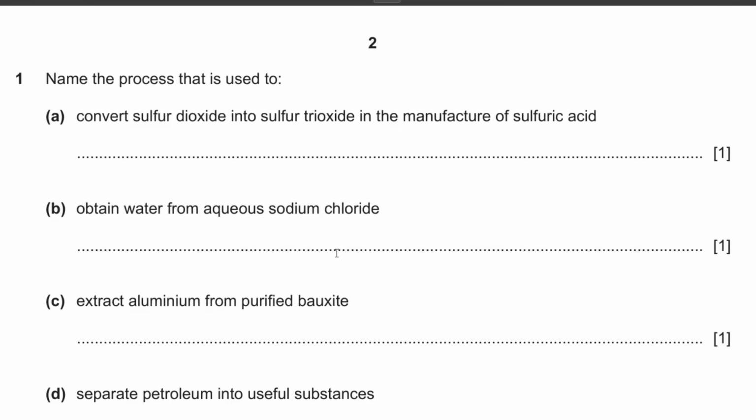Let's begin. Question 1. Name the process that is used to A. Convert sulfur dioxide into sulfur trioxide in the manufacture of sulfuric acid. The answer is contact process. Contact process is used in the manufacture of sulfuric acid.